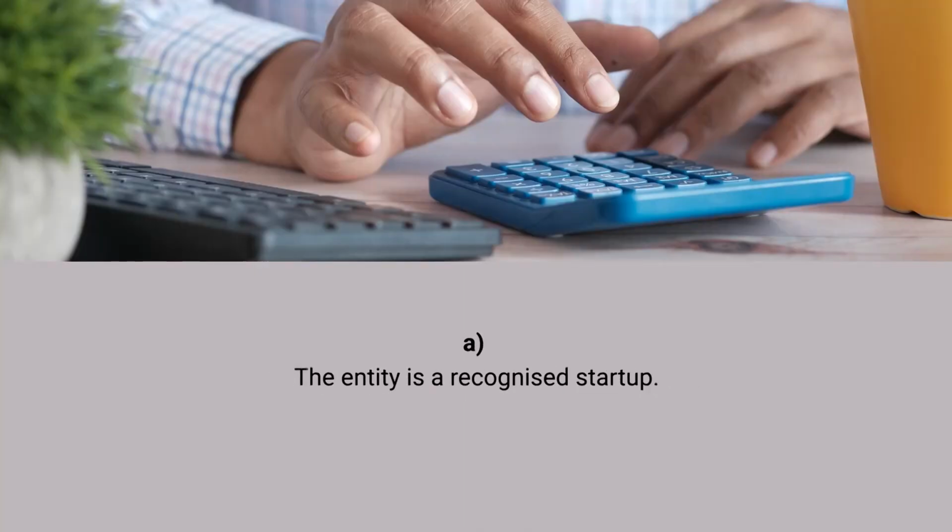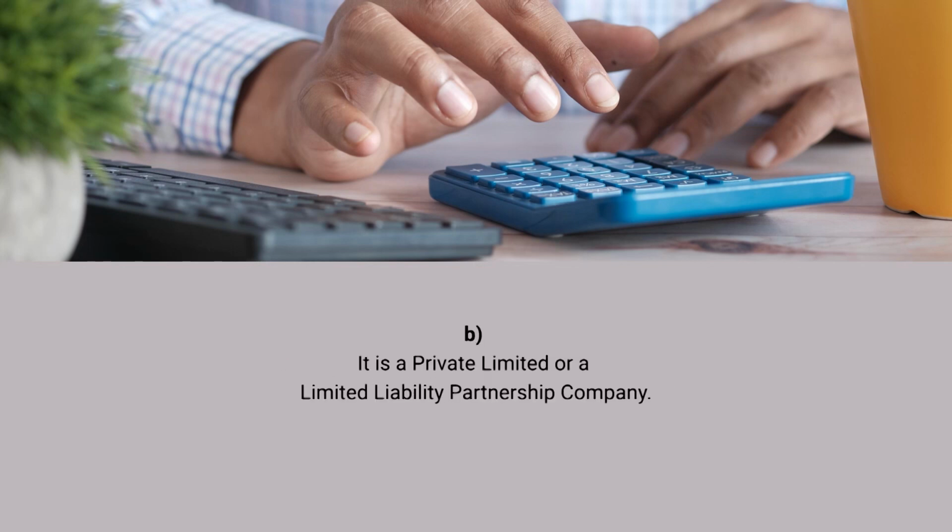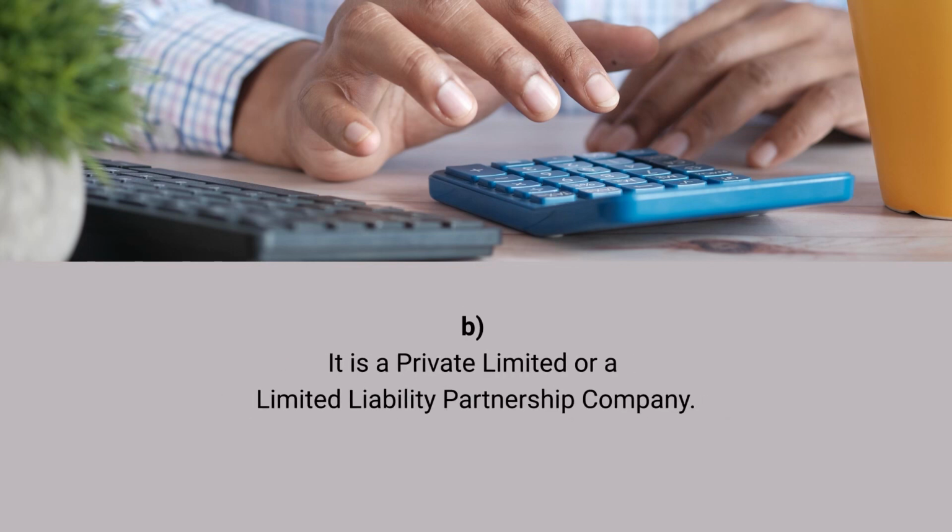After getting recognition as a startup, it can apply for tax exemption under Section 80IAC of the Income Tax Act. After getting clearance for tax exemption, the startup can avail a tax holiday for 3 consecutive years out of its first 10 years since incorporation, provided the entity is a recognized startup, it is a private limited or a limited liability partnership company, and it was incorporated after 1st April 2016.